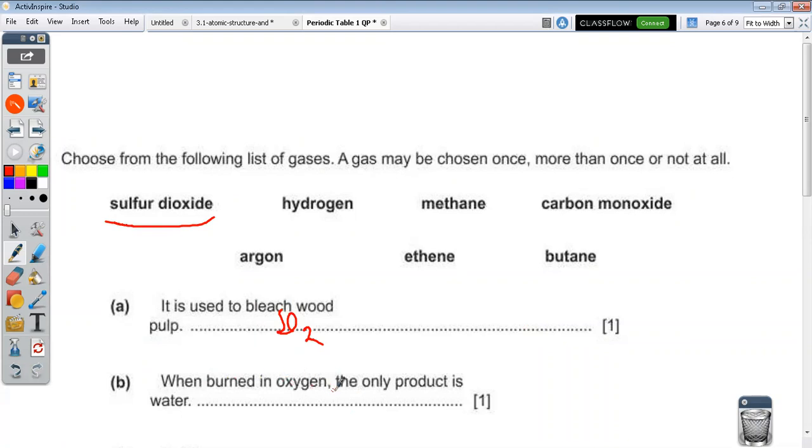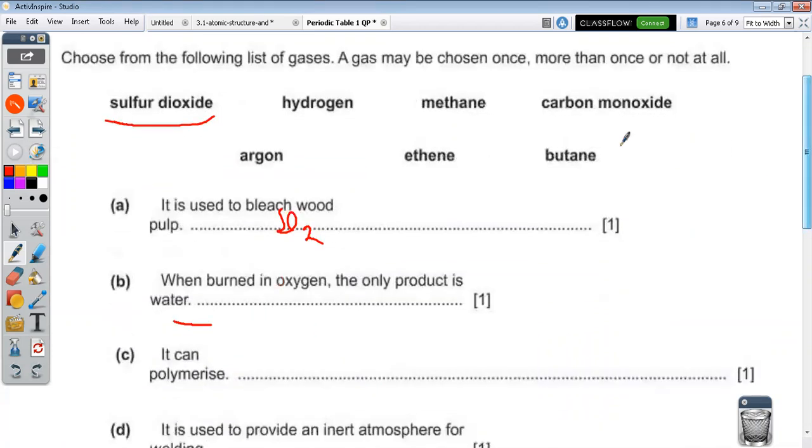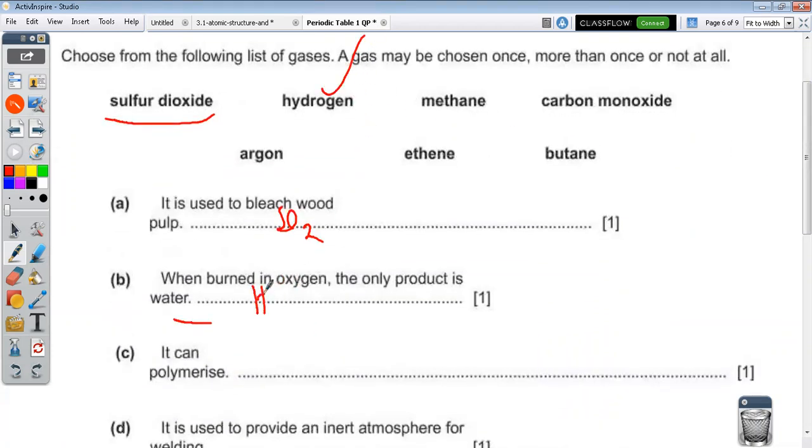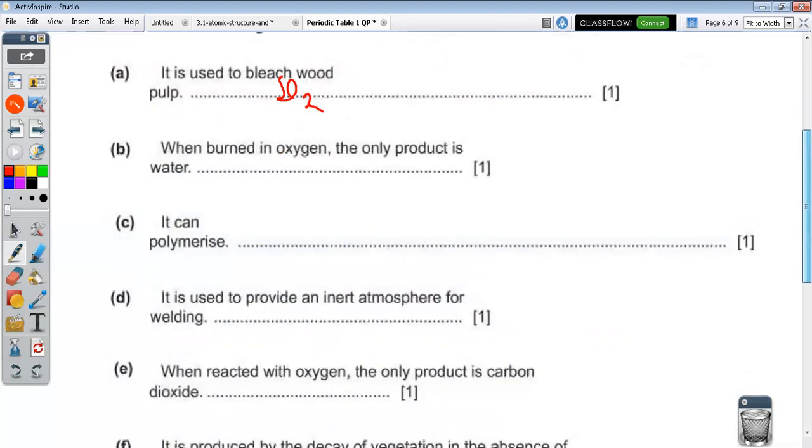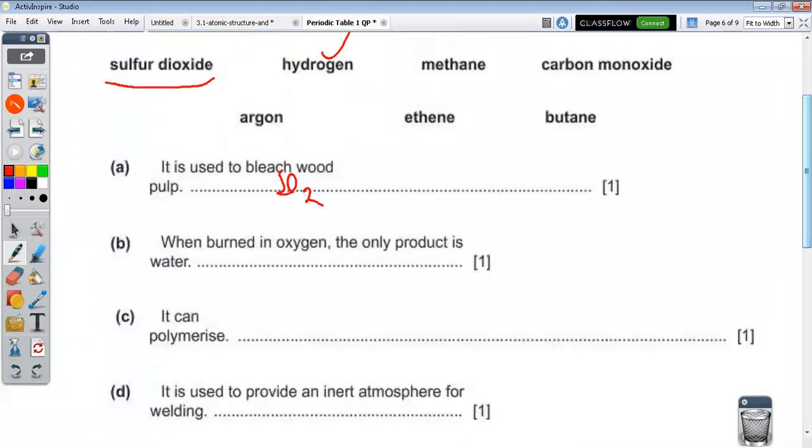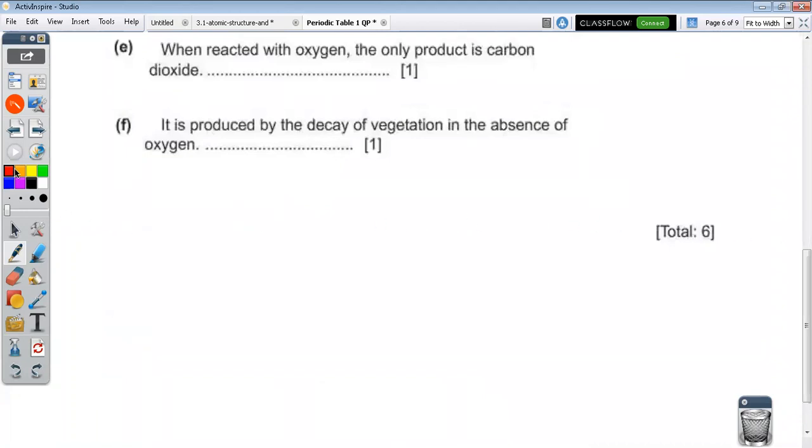When burned in oxygen, the only product is water. So what is that? Hydrogen. When you burn hydrogen in oxygen, you only produce water. Clear? Hydrogen. The rest, we'll leave it. It's organic chemistry for now.